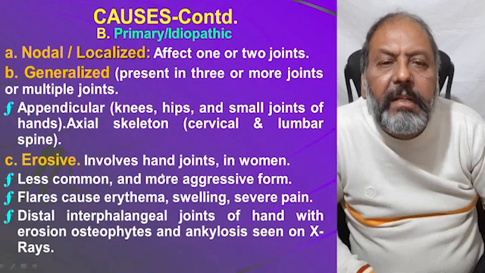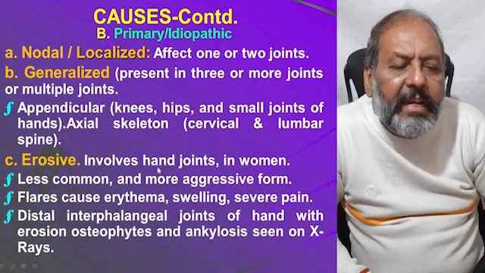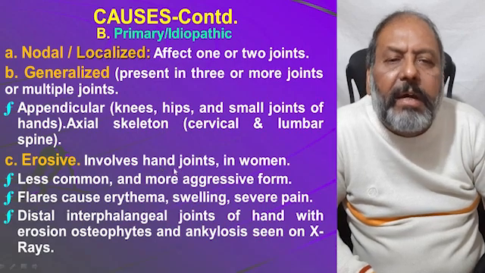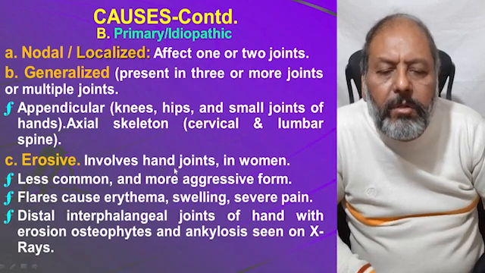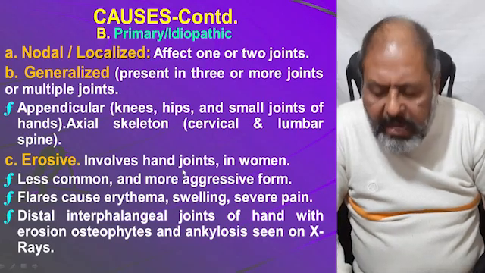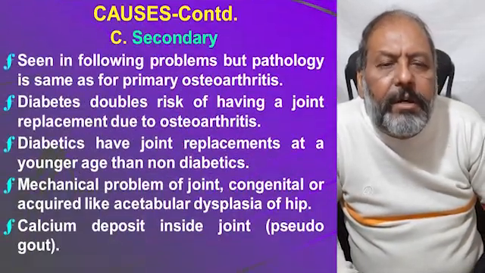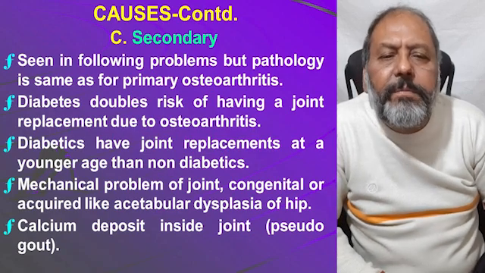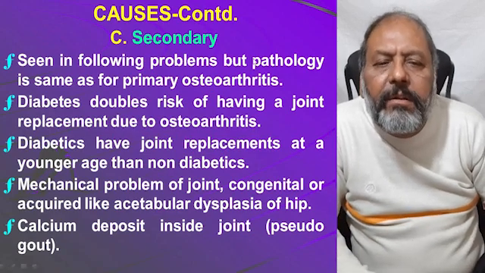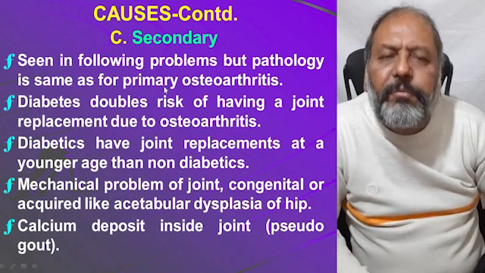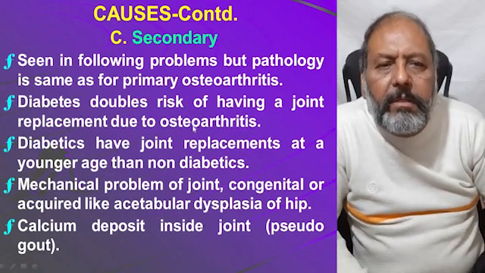Flare causes erythema, swelling, and severe pain. Distal interphalangeal joints of the hand with erosion, osteophytes, and ankylosis are seen on the x-rays of these kinds of patients. Now the third cause is secondary cause. It is seen in the following problems, but the pathology is the same as for primary osteoarthritis.